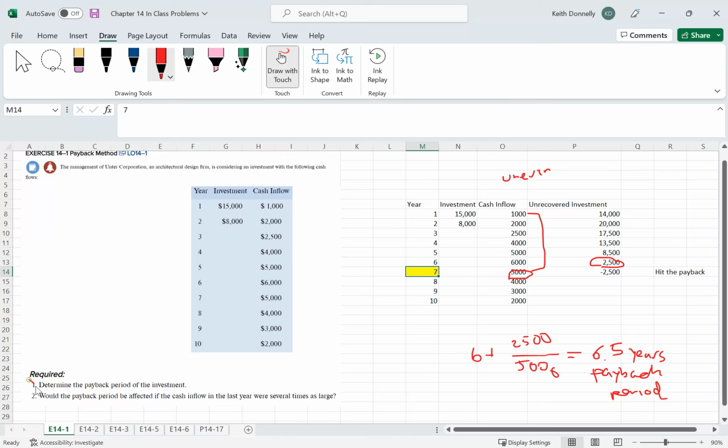Okay, so that was 1. For 2, it said, would the payback period be affected if the cash inflow in the last year were several times as large? So what they're saying here is if this, in the last year, year 10, was several times as large, let's just say it was $6,000. Now, the idea with that is it's not going to matter. Would it be affected? No, it's not going to be affected. Look, we get the payback here in year 7. You could double this, you could triple it. By the time we get to year 10, we're way past the payback period. Anything past 6.5 years, we're already paid back. So the answer for this one is going to be no. It's not going to be affected.